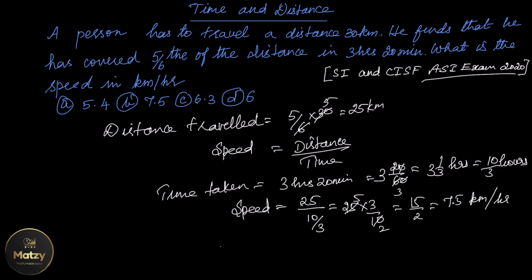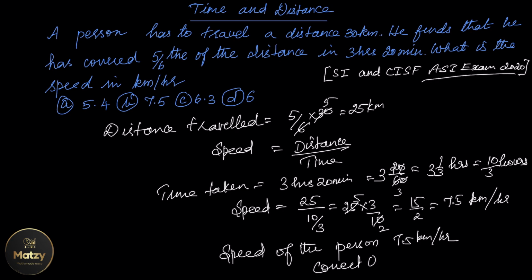That is the speed of the person. So the correct option is 7.5 kilometer per hour. So the correct option is B option. 7.5. Thank you.